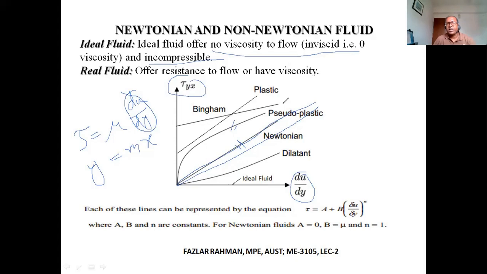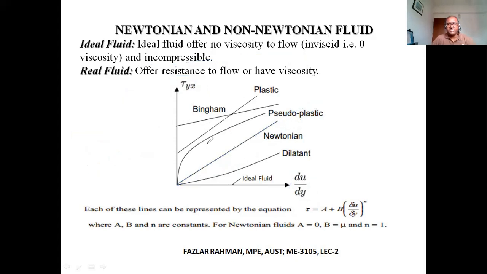Now, how can you express all these lines with a single equation? All those lines we can represent by this equation: tau equal to a plus b into del u by del y to the power n.